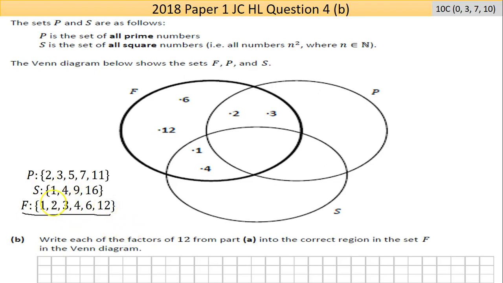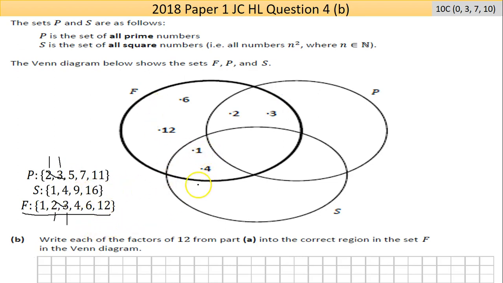So where do things go? Is there any commonality here? Is there something common to all three sets? No, so nothing goes in the middle. Is there anything common between F and P? Well, 2 is. 3 is. 5, 7, no, that's it. That's where the 2 and the 3 go. So they've been accounted for now, and we can just block them out.